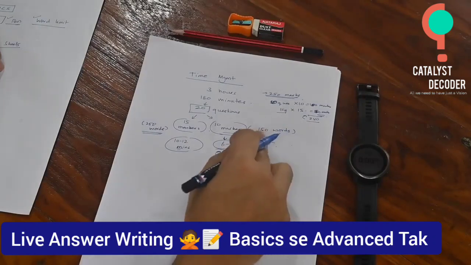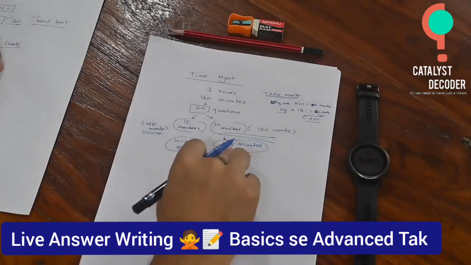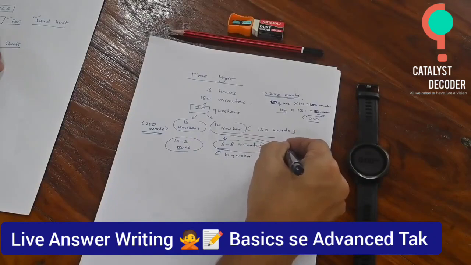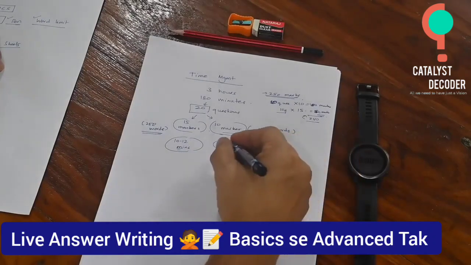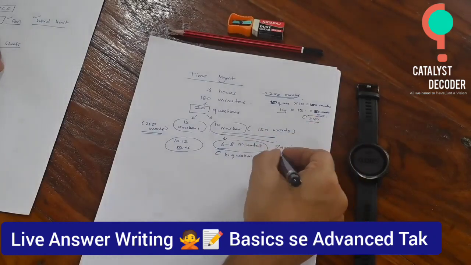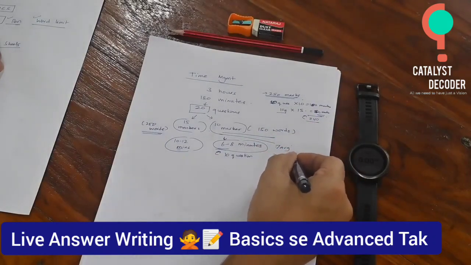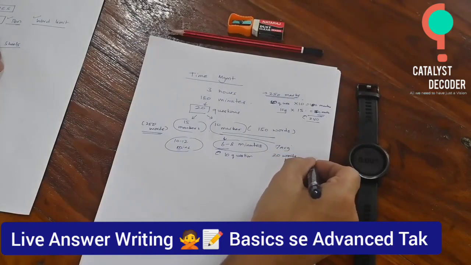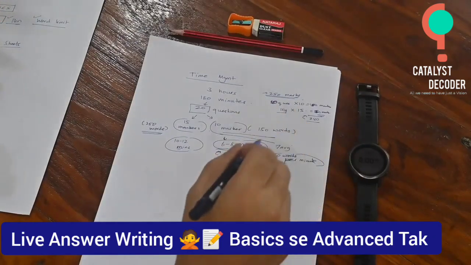that you have to write in 150 words, and if you give, let's say, 7 minutes average, so I'm saying 6 to 8 minutes, so if you're writing 150 words, you have to write approximately 20 words per minute. So that is how I have figured it out and this is what I followed in the exam.